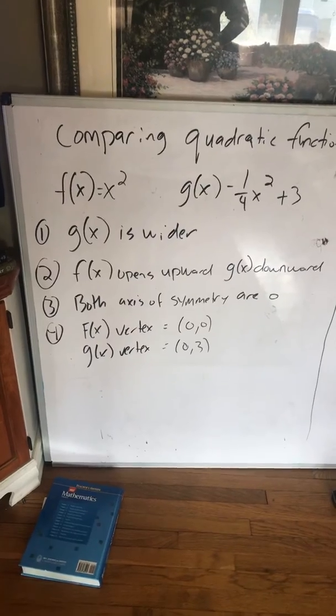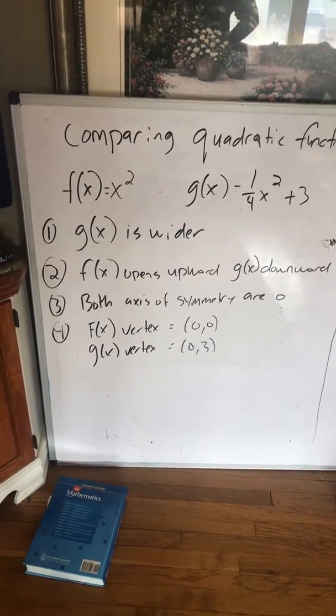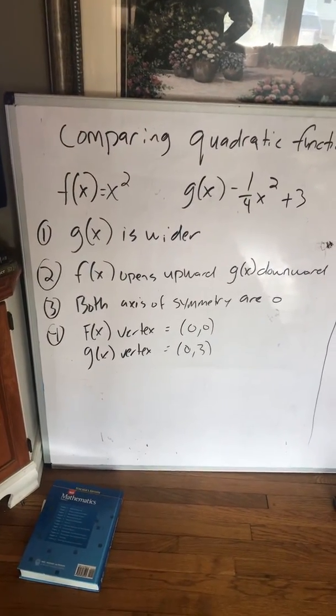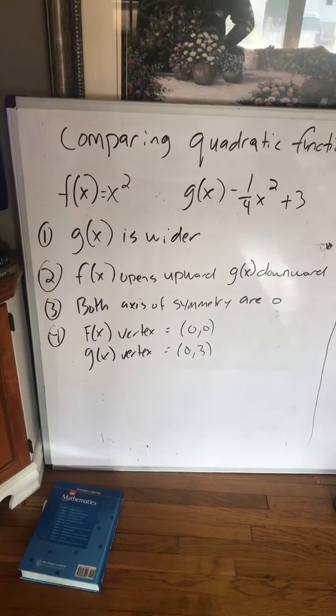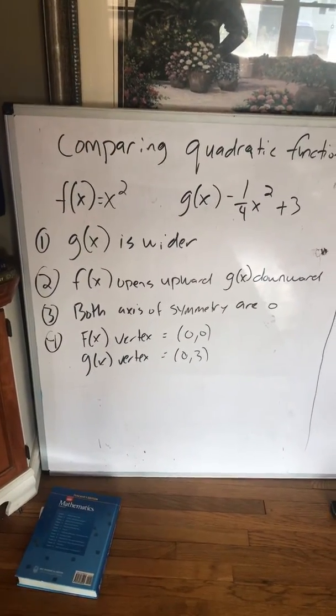If the axis of symmetry is 0, I know that 0 squared is 0, so my vertex for f of x is 0, 0. 0 squared is 0, 0 times negative 1/4 is 0, 0 plus 3 is 3. So I know my g of x vertex is 0, 3.